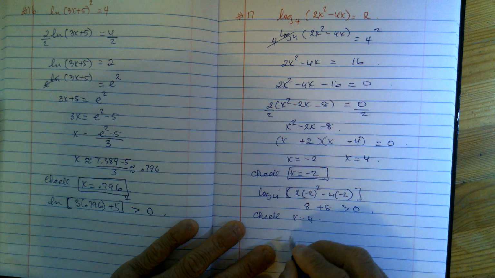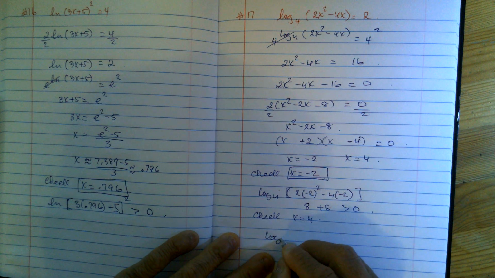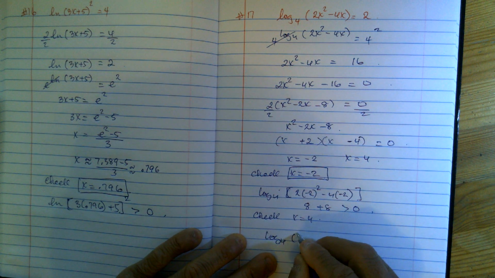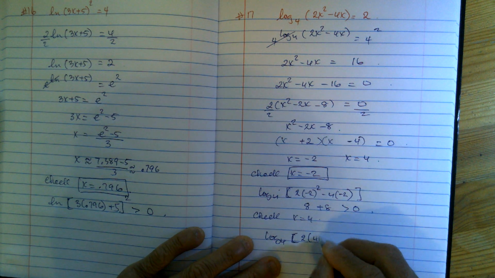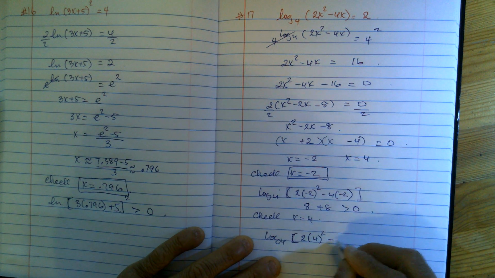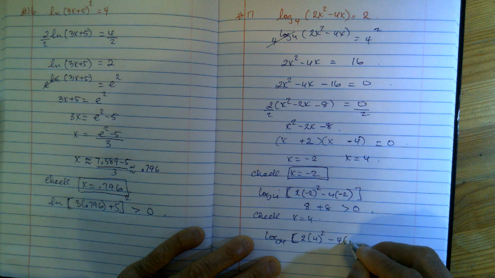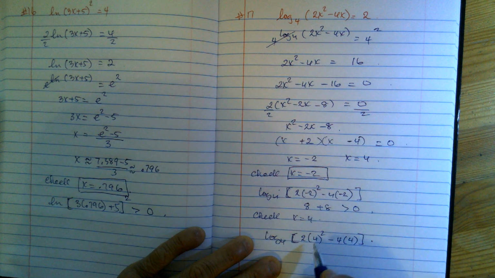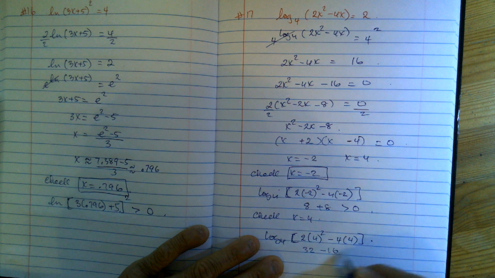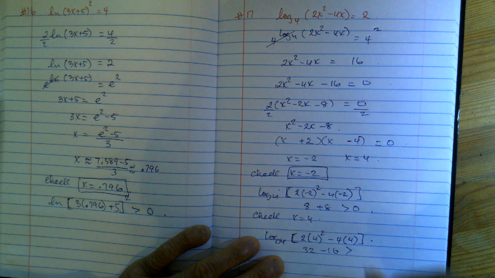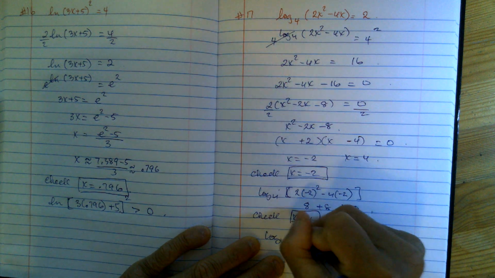Again, we plug in 4 where we see x. And 16 times 2 is 32, minus 16, clearly is greater than 0. So both answers are valid.